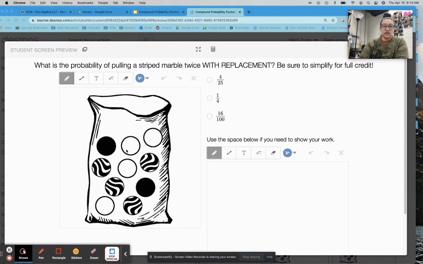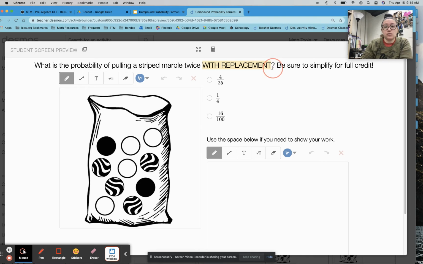So this one is talking about those marbles in that bag. And again, we've got to read carefully. What is the probability of pulling a striped marble twice? That means I pull one out and then I pull a second one out. One at a time, but I do it 2 times. I do not pull out 2 marbles. I only pull out one, but I do it 2 times.